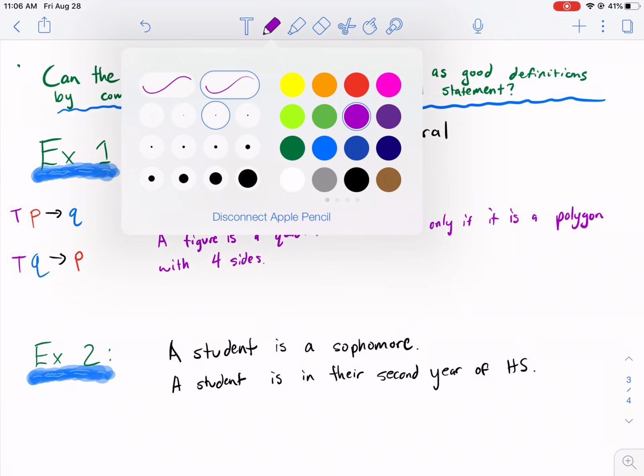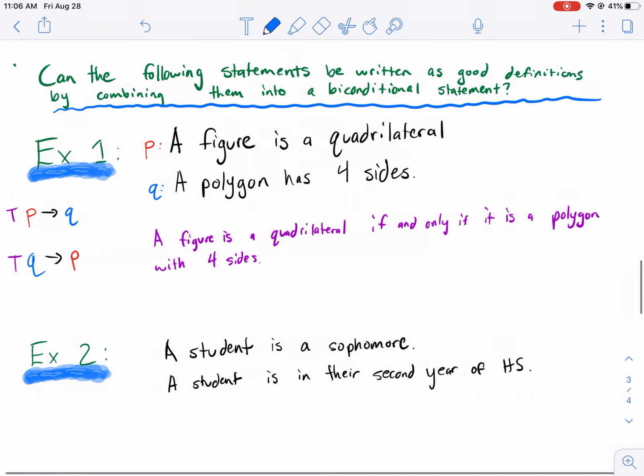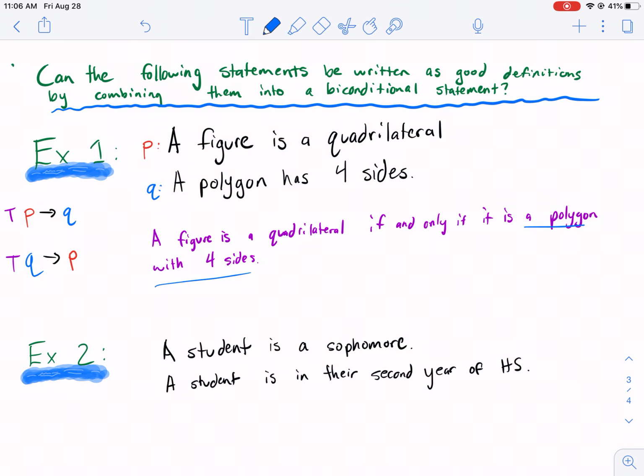Now, I get this question a lot. Can you switch it around? Can you make it into a biconditional that says, a polygon has four sides if and only if it is a quadrilateral? You can do that. See how I got rid of "figure" with that statement? But it's not too big of a deal if you add or subtract words as long as the meaning stays the same. And it's not important if you have the conclusion first or the hypothesis first, because it needs to be reversible anyway.